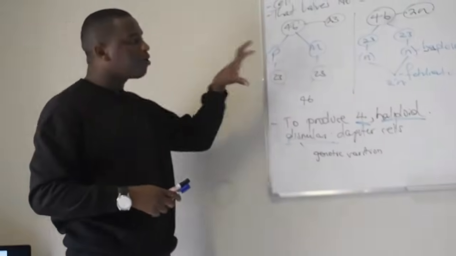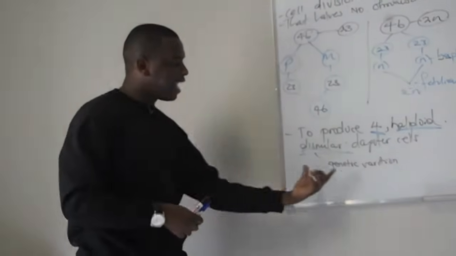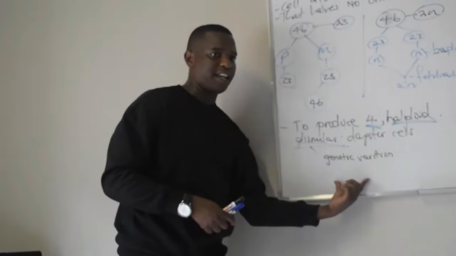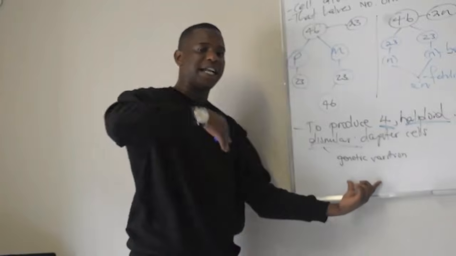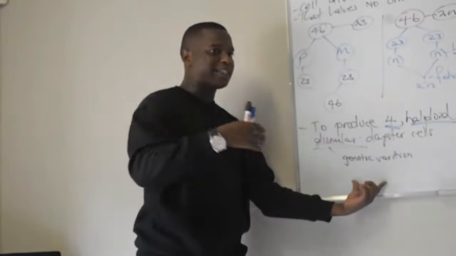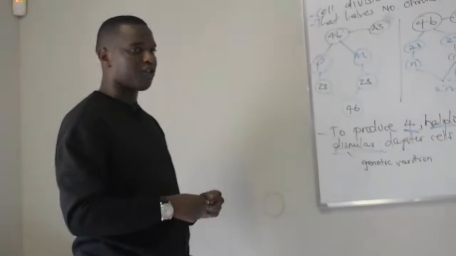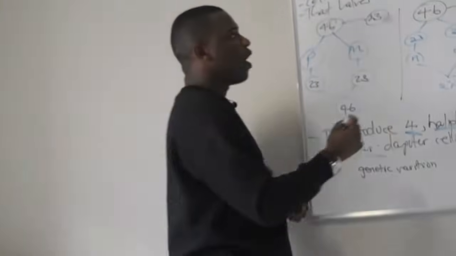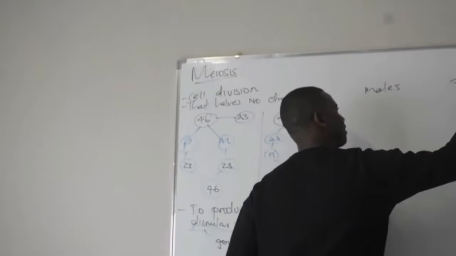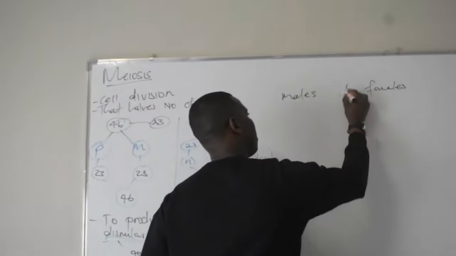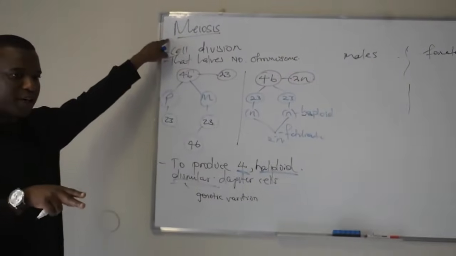So there are processes occurring in meiosis that introduce this genetic variation, which we're still going to talk about: crossing over in prophase 1, random arrangement, and random segregation. We're going to look at them when we get deep into the process of meiosis. Now, when we look at males and females, they undergo meiosis in different ways.